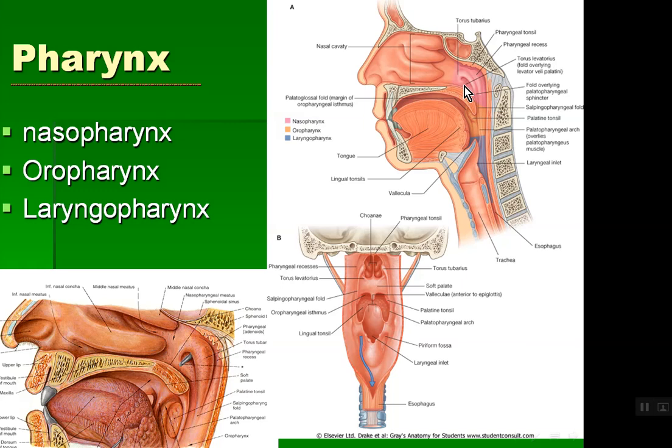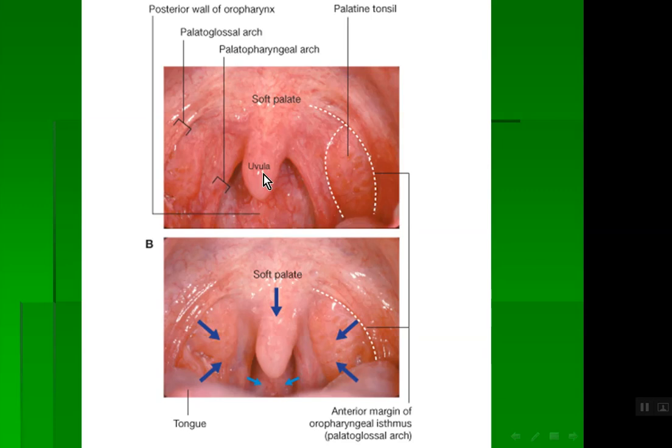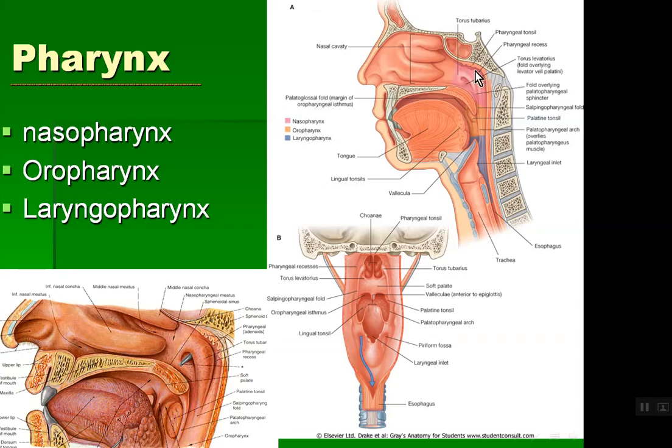The part of the pharynx which is the widest is the nasopharynx, and the narrowest one is the laryngopharynx, as you see here. It is the location of the uvula. I want to discuss and explain about this.